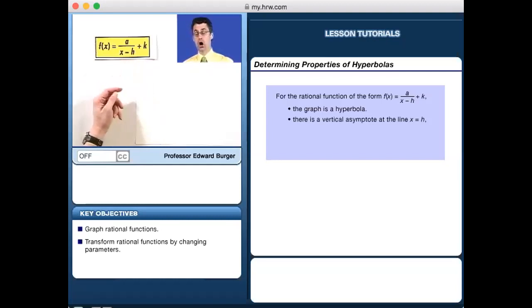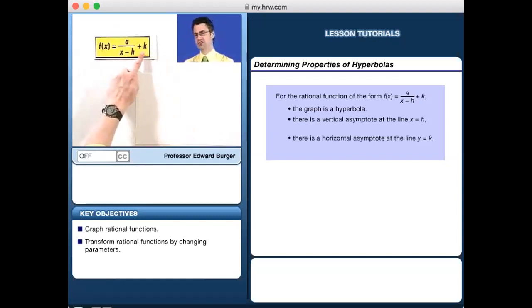What about the horizontal asymptote? What happens as we go off to the horizon, as the x's get really, really big? Think about it. If x gets really, really huge, that's going to dominate this whole thing, but it's downstairs in the denominator, so that's actually going to 0, and so the y is approaching k. So y equals k is the horizontal asymptote. Notice horizontal asymptotes are always y equals, and vertical asymptotes are always x equals.